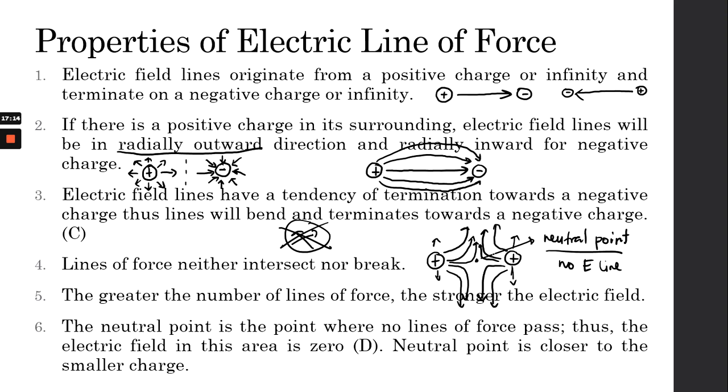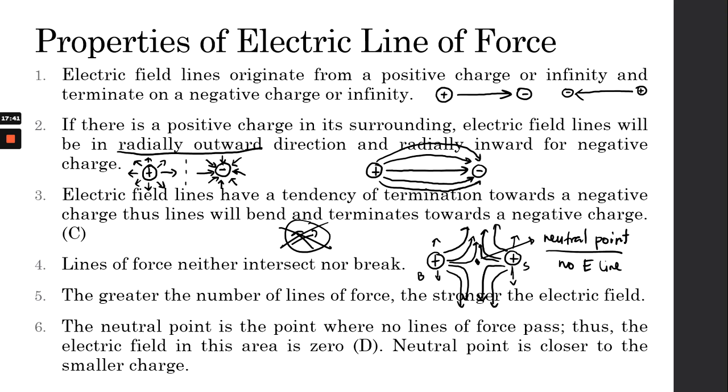So if you have two positive charges or two negative charges, what would happen is it will result in a point where there's no electric line of force. And depending on which one is a smaller charge, so for example, this is a smaller one and this is a big one, this point right here, this neutral point, will be closer to the smaller charge. So those are some of the properties of electric line of force.